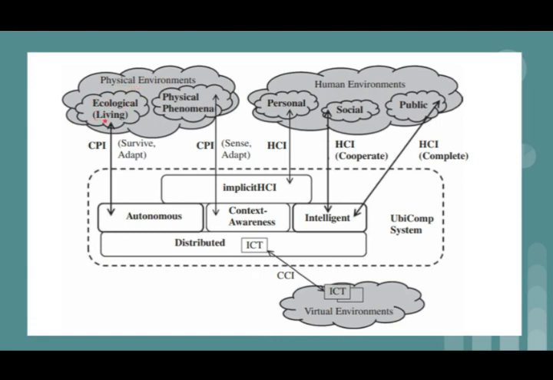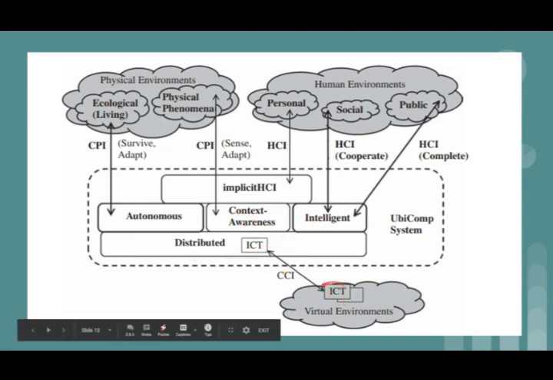Ecological, which means living environment, and physical phenomena, different kinds of phenomena. And human environment, like personal, social, and public. Okay, so again, this is the UbiCom system. As I said before, other than five properties, you will not get any other properties. Everything revolves around these five properties: implicit HCI, autonomous, context awareness, intelligent, and distributed.